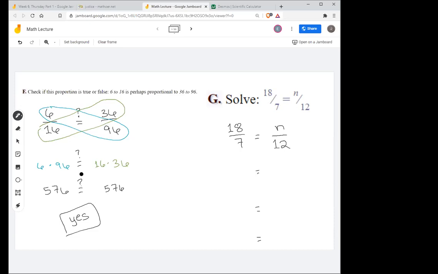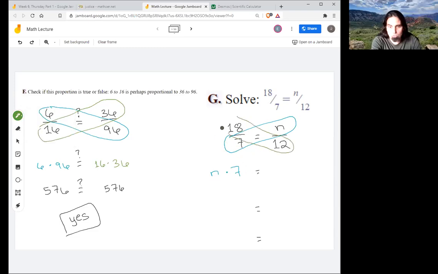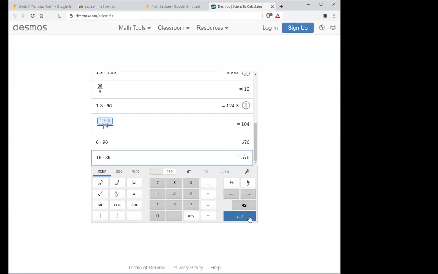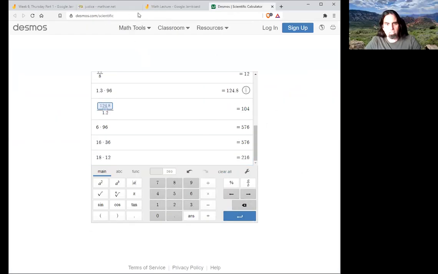So we can do the n times 7. And then 18 times 12. So n times 7 just hangs out for a little bit. 18 times 12 is 216.